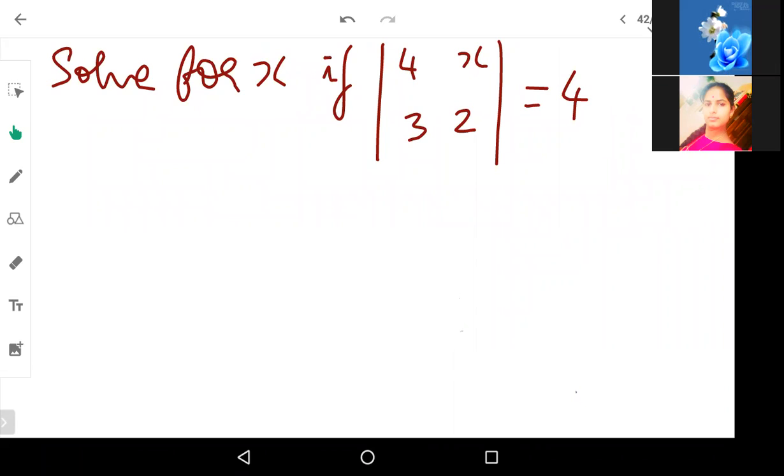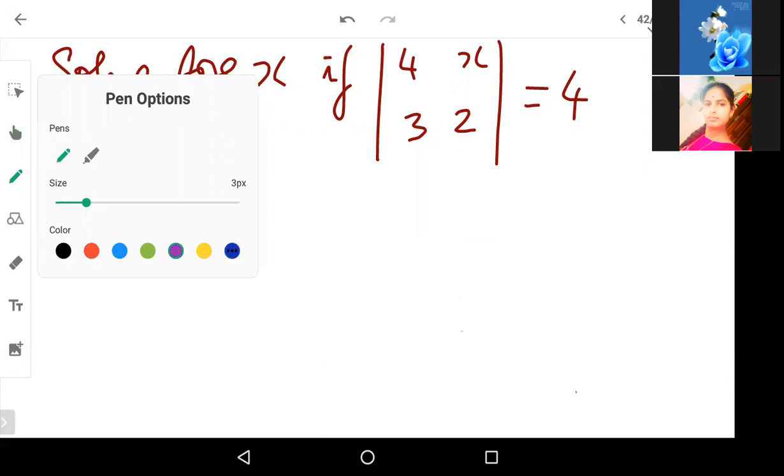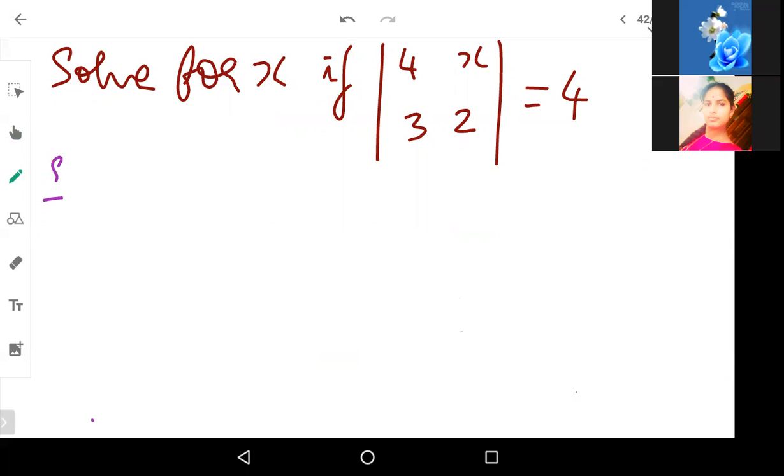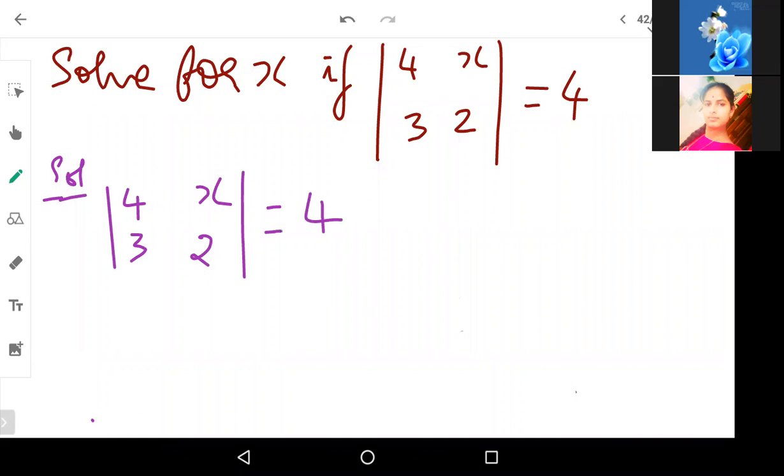Good. Now moving on to the next question. Solve for x if they have given the determinant value. Okay, and it's a 2 into 2 matrix, so it is very easy to solve. So let us start solving. Okay, so what is the determinant? 4, x, 3 and 2 is equal to 4. Okay, answer is 4 by 3.